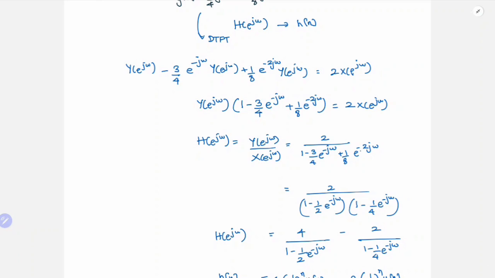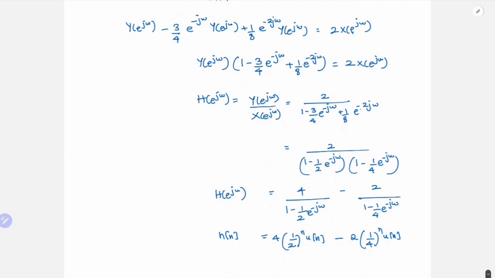So that is all the theory with respect to discrete time Fourier transform. In the next lecture, we'll solve some questions based on them, and then we'll move ahead.